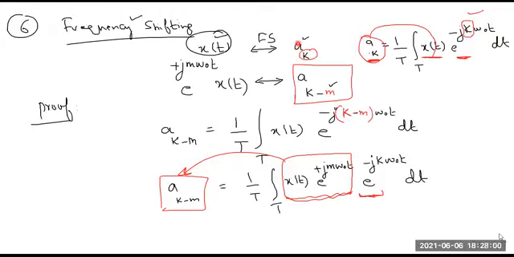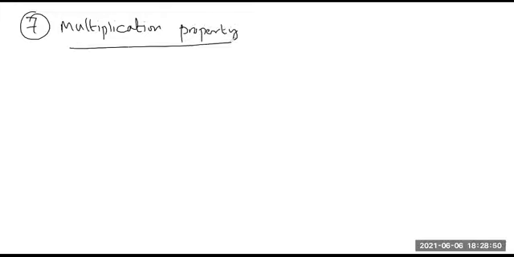Let's move on to the next property. Now I'm moving to property number 7. Property number 7 is related to multiplication, and this property is also related to convolution as well. Let me first talk about the multiplication property, and then we will move on to the convolution property, and then see the relationship between these two properties.